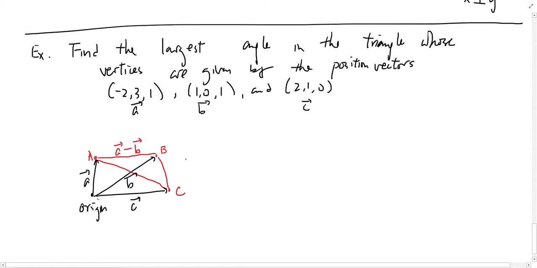And how about this one that goes between B and C? Well, I'm going to say this is B minus C. And the one that goes from A to C, I'm going to call that A minus C. So those are the 3 vectors that show what the direction is between each of these vertices. And therefore, their length becomes the distance between these 3 points, and therefore becomes the length of each side.